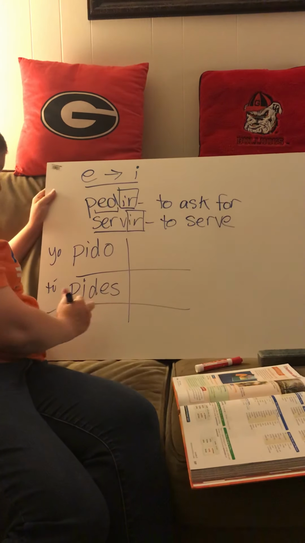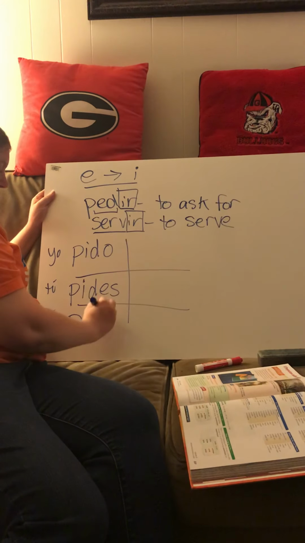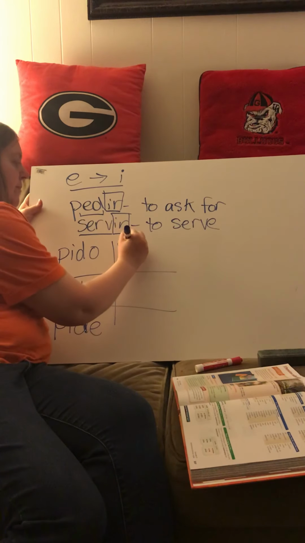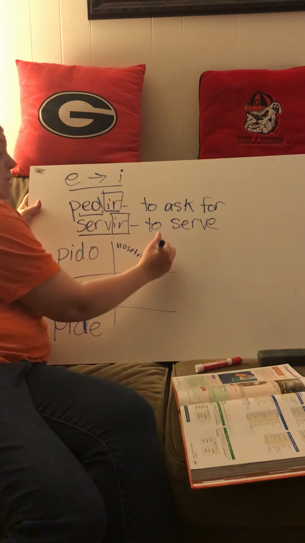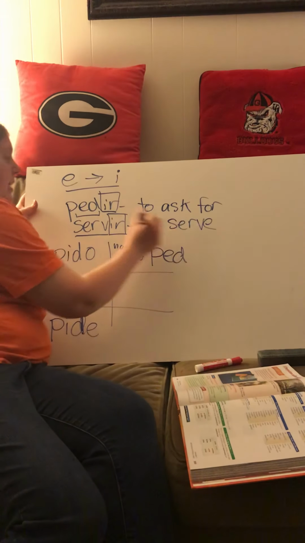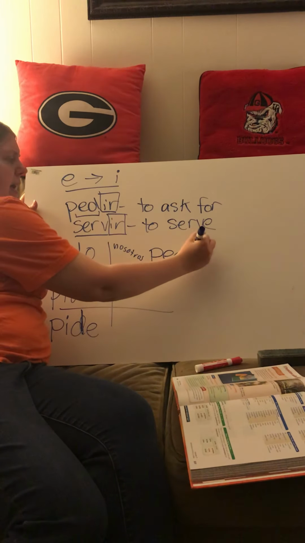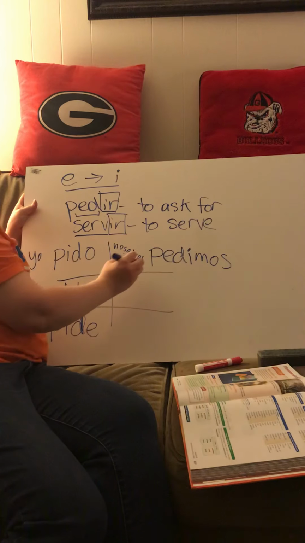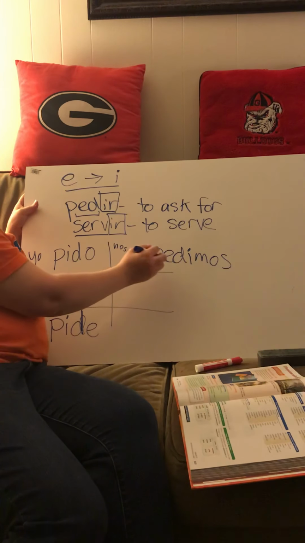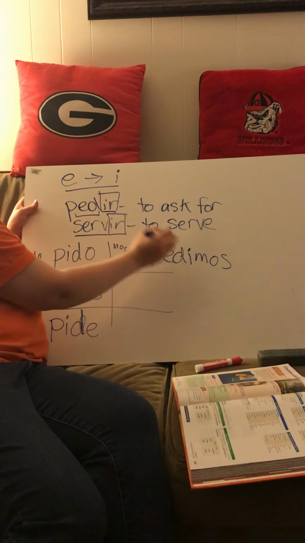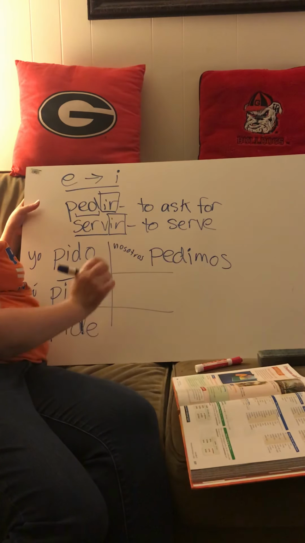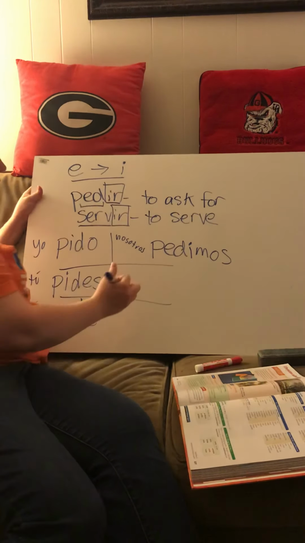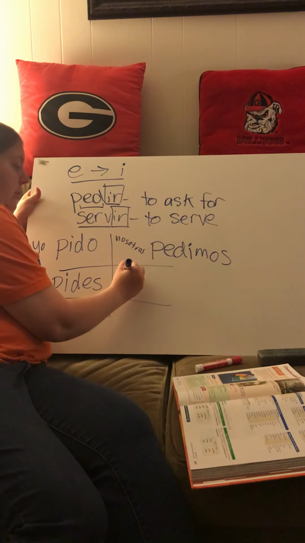El, ella, usted, PIDE, that's a D, sorry. Okay. Nosotros is back to not changing. So PED, now because it's an IR verb, it's IMOS. So that's kind of tricky because normally it's I then E. Nosotros is E then I. So because the stem doesn't change because it's nosotros, and because it's an IR verb, it has an IMOS. Remember, the IR verbs only have I's in nosotros and vosotros, which is also the only two that don't stem change. So it's kind of interesting there.